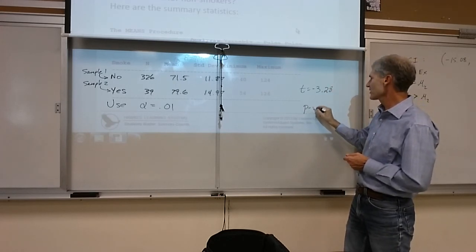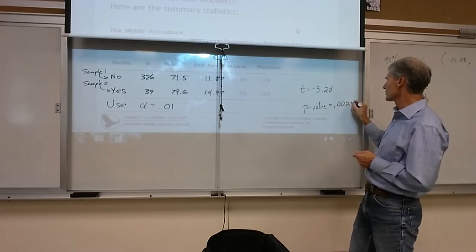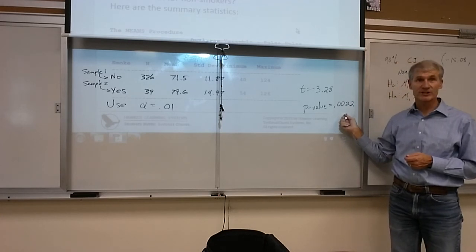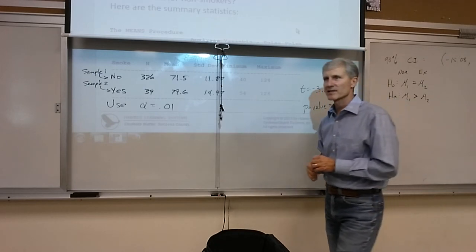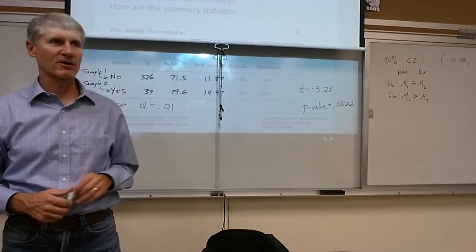Okay, and then a p-value of 0.00222. So again, very small p-value. We're going to reject the null hypothesis. There is sufficient evidence that smoking heart rate is different than non-smoking heart rate.